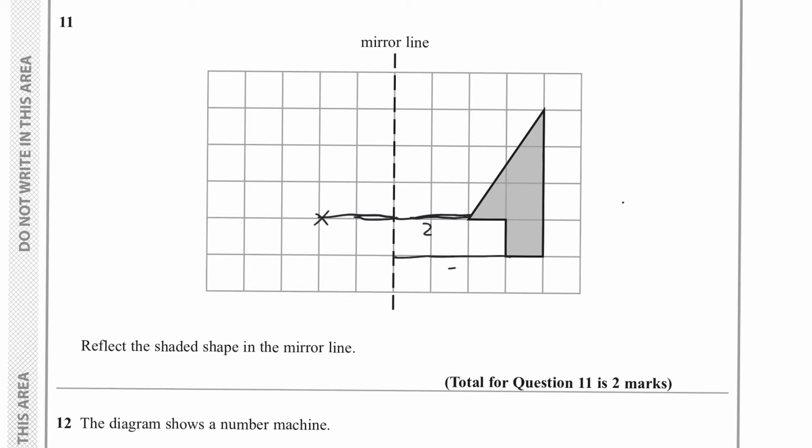Here to here is three, so then that would be there. And then from here to here is four squares, so we go four squares on the other side. The good thing when it comes to reflection is that some people find it easier to just see the shape being formed. So with a few points, you can realize, oh okay, that's what the shape would be.